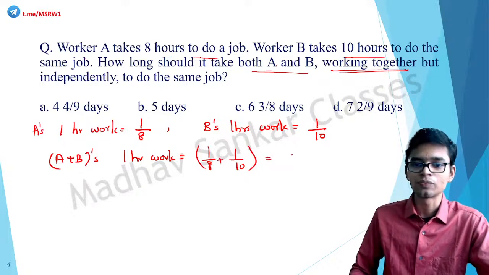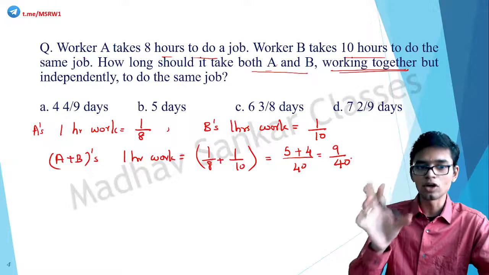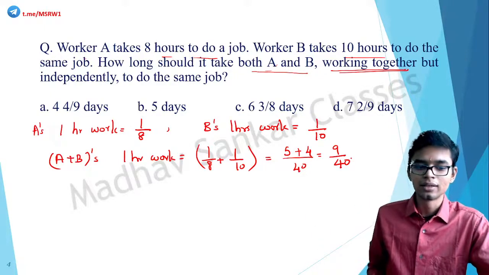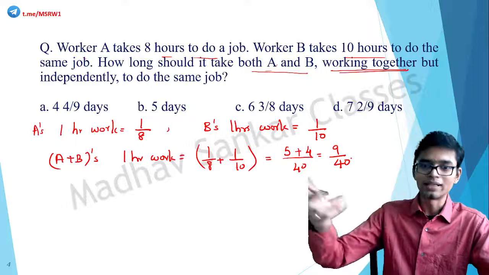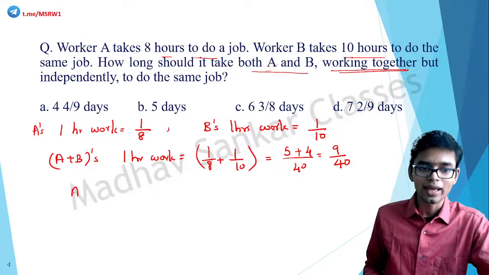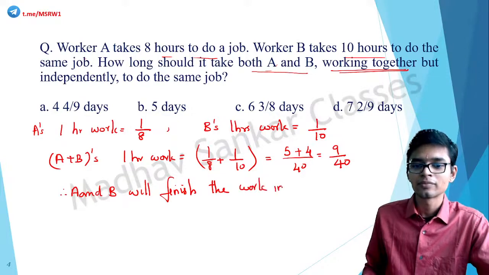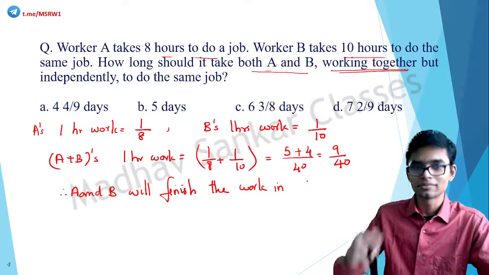And this is equal to how much? LCM is 40. So 40 divided by 8, 5 into 1 is 5, plus 40 divided by 10, 4 into 1 is 4, is equal to 9/40. So 9/40 is the work done by A and B in 1 hour when they work together. Correct? So what is this in hours? A and B will finish the work in how much time? The reciprocal.